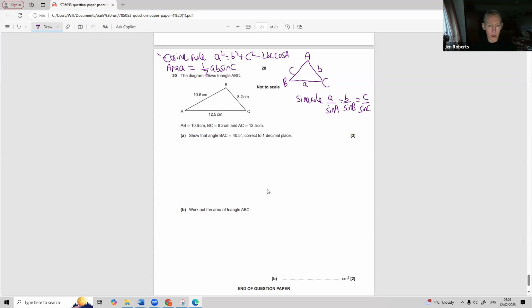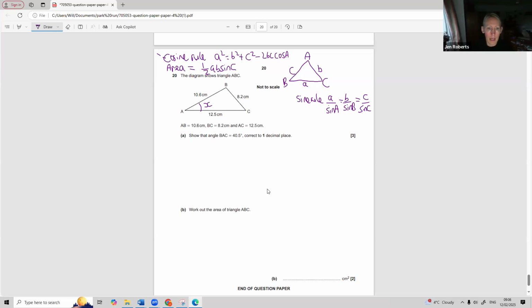Right, so which one do we need to apply here? Show the angle BAC is 40.5. Just going to put that as an X. Hopefully you recognise this is using your cosine rule to find an angle. I always look for opposites. If it's opposites, it's sine rule. If it's not, it's cosine rule. You've got an opposite here, but we don't know any other angles, so it's cosine rule.